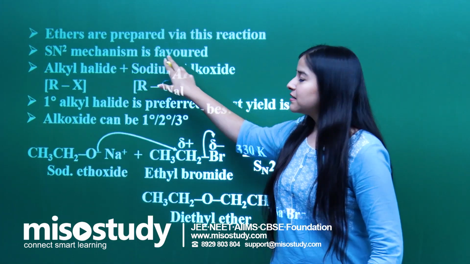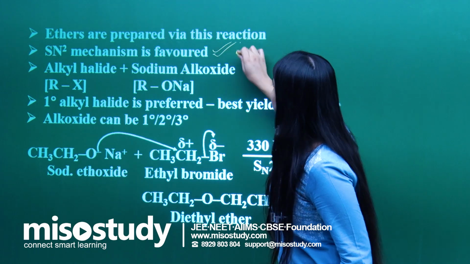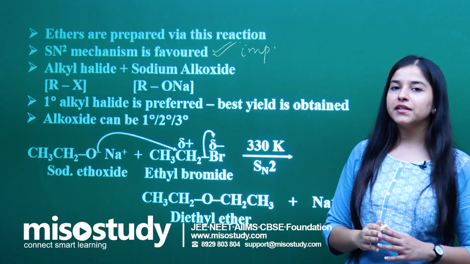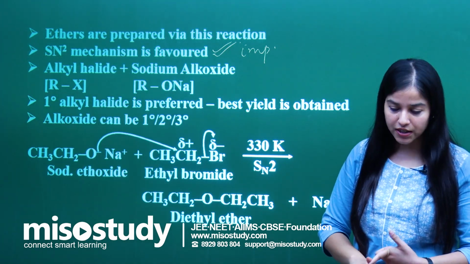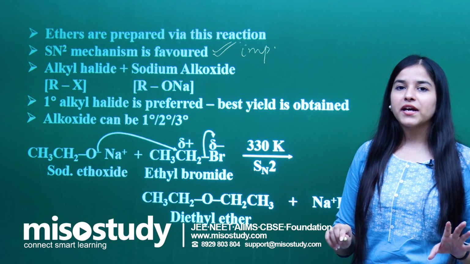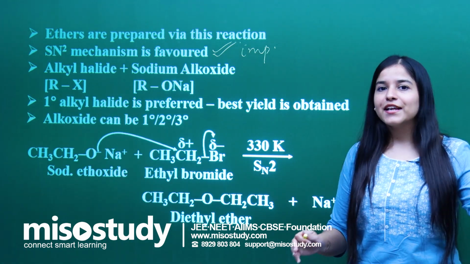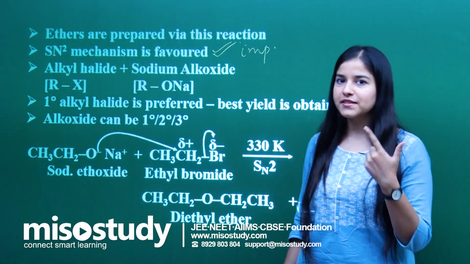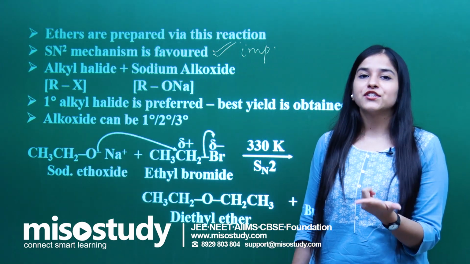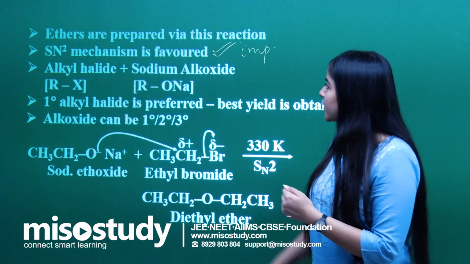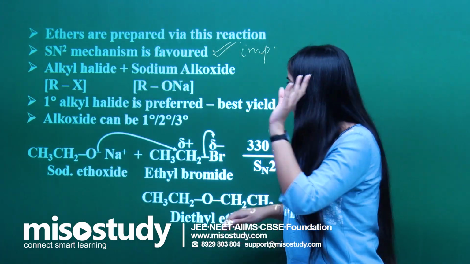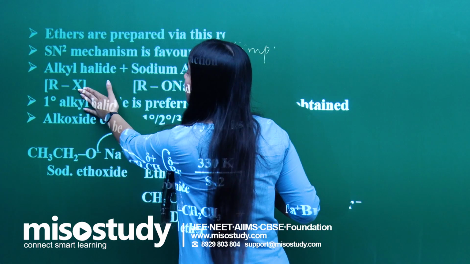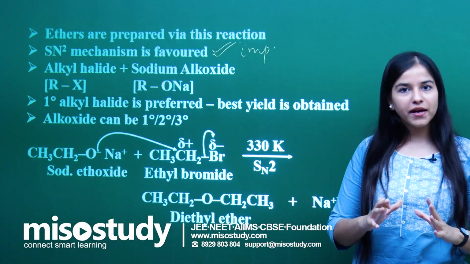Next thing, SN2 mechanism is favored, and this particular thing is really very important, right? You must remember that SN2 mechanism is favored in this reaction, and if at all the SN2 mechanism is not favored, then the elimination occurs. So two things prevail in this reaction: first of all, the SN2 mechanism, and secondly the elimination if the conditions are not favored, right? Since I need to prepare the ether, I am taking alkoxide in this particular case along with the alkyl halide, which is the main reagent.